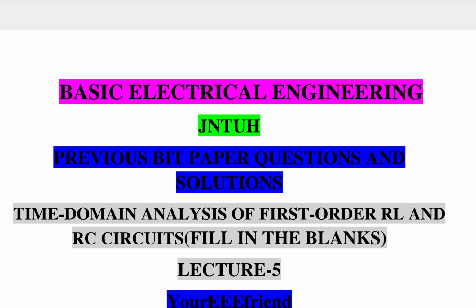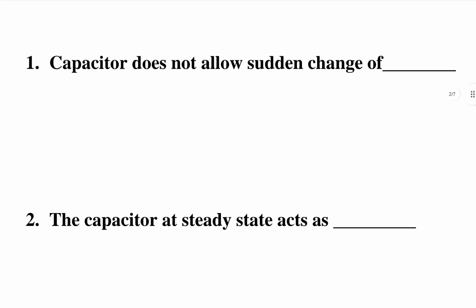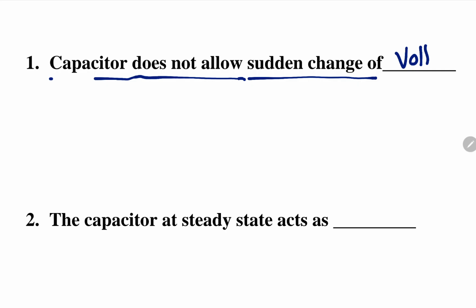Already we have completed multiple choice questions of transient analysis or time domain analysis. Now we'll discuss the fill in the blanks questions. Let us start with the first question. Capacitor does not allow sudden changes of what? You know capacitor has a property, it does not allow sudden changes in voltage. So the answer is voltage.